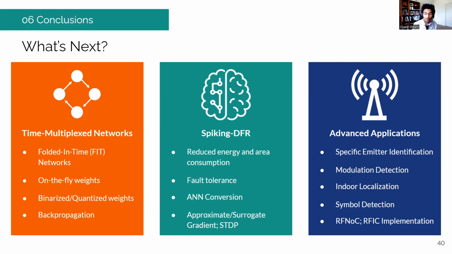So applications like specific emitter identification, where a user can determine who exactly is transmitting a signal just based on artifacts of the actual transmission or the transmitter hardware. Modulation detection, determining which particular modulation is being used to send data over an RF network. Indoor localization, so pinpointing exactly where a device is relative to an indoor location, since GPS is known to have a lot more issues pinpointing devices in indoor settings. And also symbol detection, which can be used to determine what type of symbol has actually been transmitted over the RF channel.